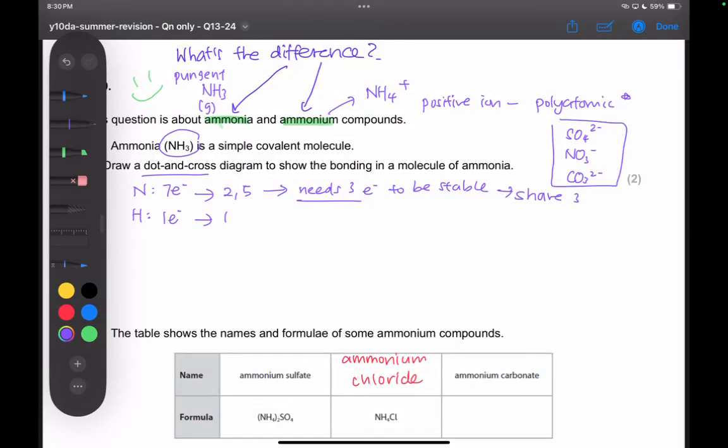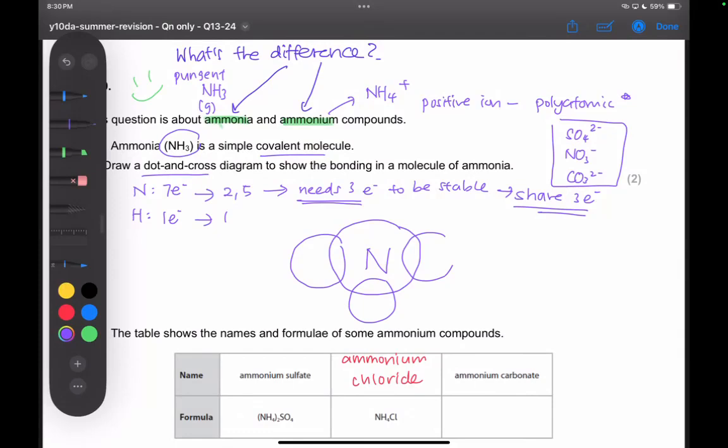So the rule of sharing in simple covalent bonding is very simple. Whatever the number it needs, in this case nitrogen needs 3, it will also share the same number. So nitrogen, there's only 1 atom of nitrogen. I'm going to put it in the middle. And for hydrogen, you can see that from the formula there's 3 hydrogen. So 1, 2, 3.